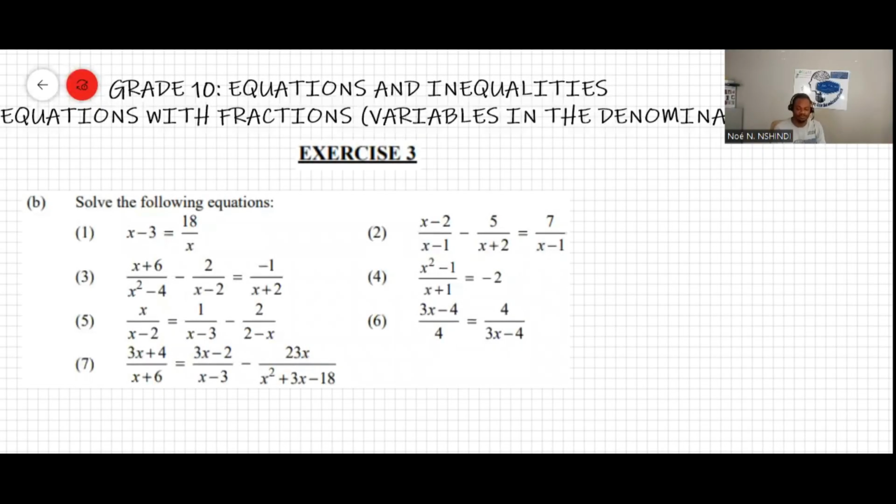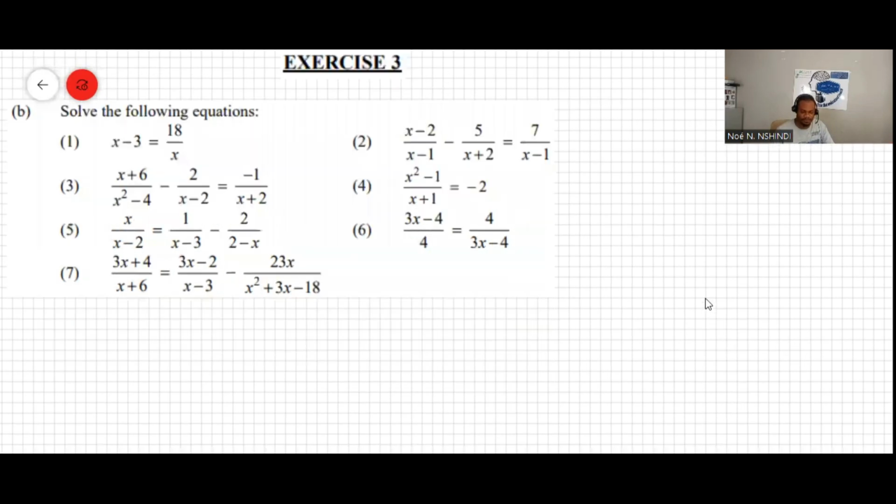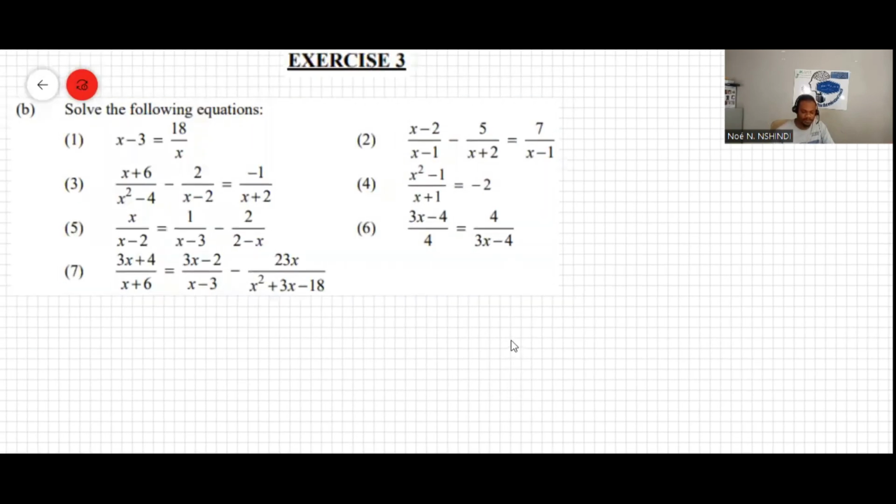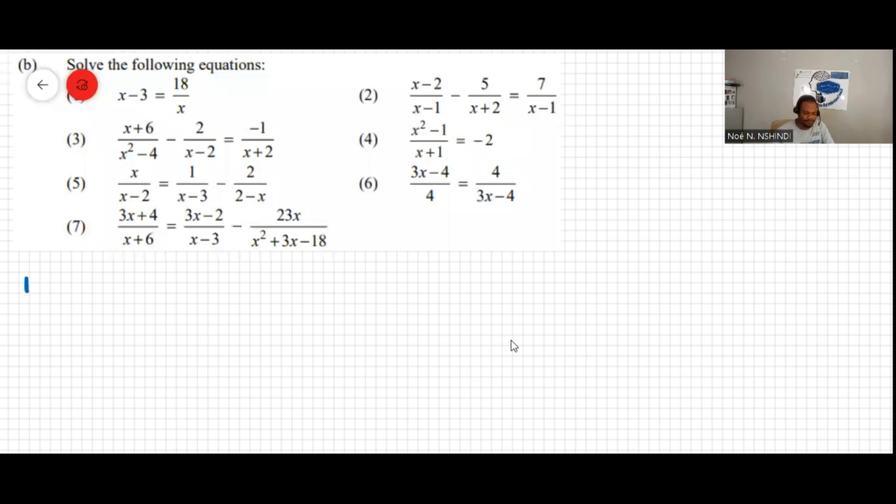Well, now we're going to do question B. The question says solve the following equations. Let's start with question 1. On the right here, 1. We have x minus 3 equal to 18 over x.